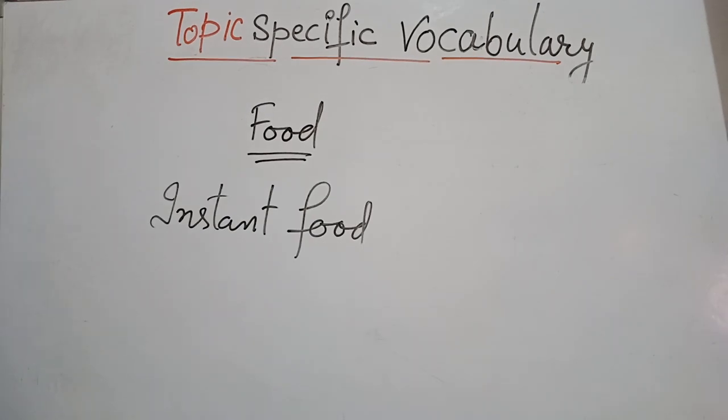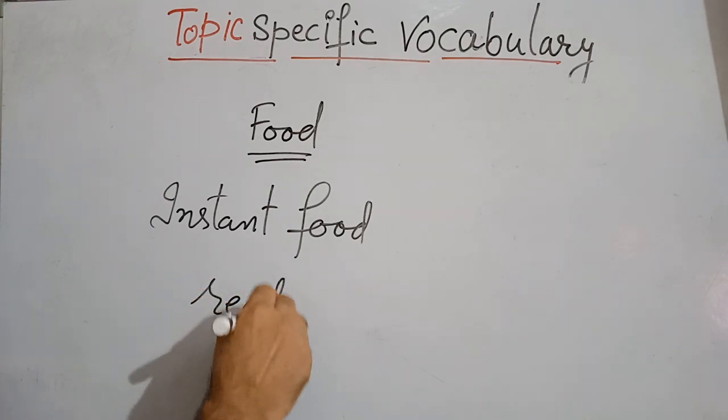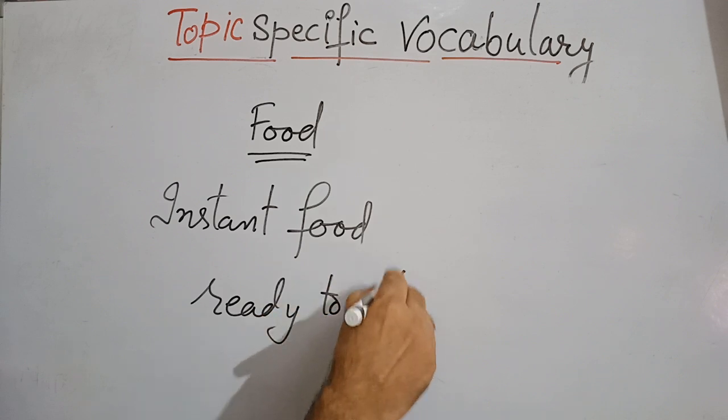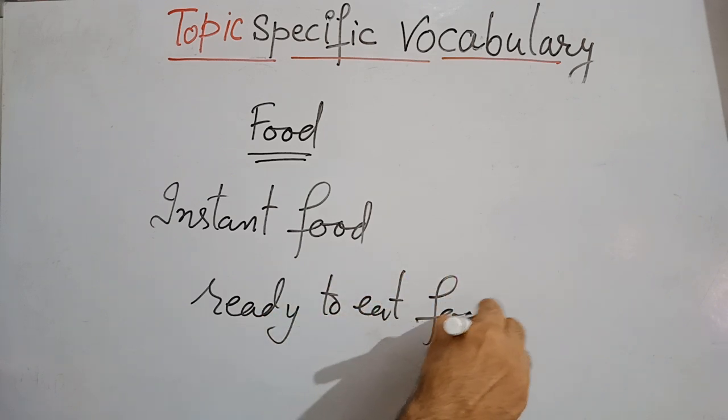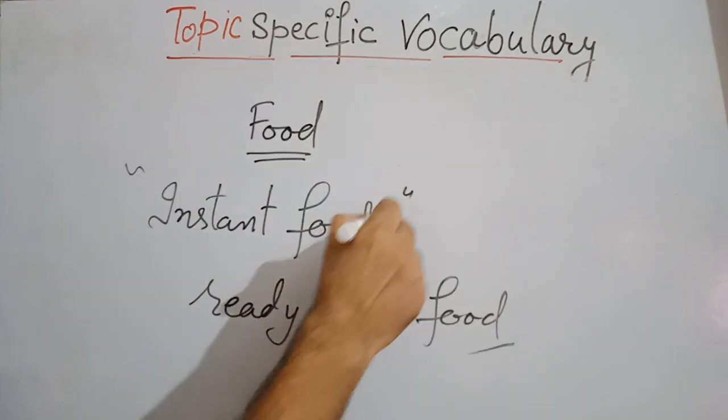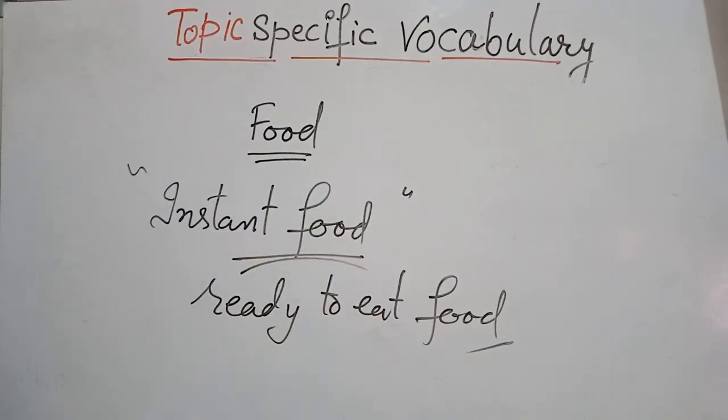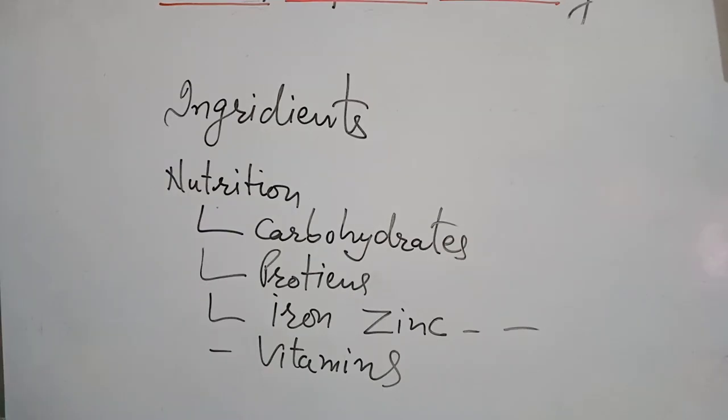The next is instant food. Instant food is food that you bring from the market. This is packed food, and you heat it at home, and it is ready to eat food. This is called ready to eat food. In most European countries, people depend upon instant food, and they get it from the malls. Such food is not actually very good for health. These foods can never take the place of homemade food or fresh food.